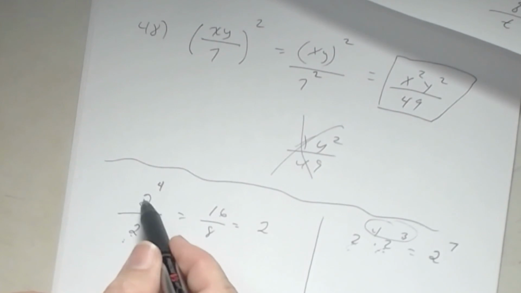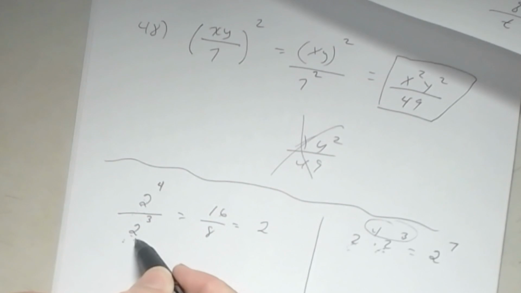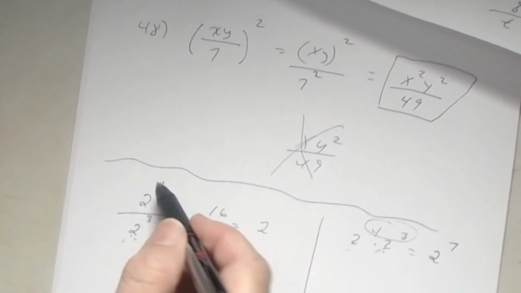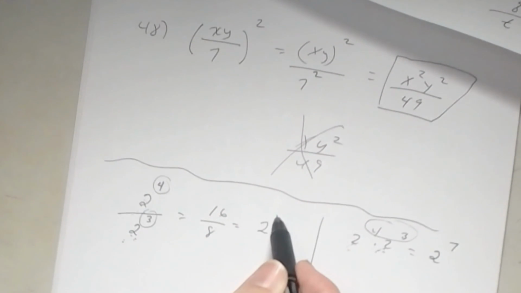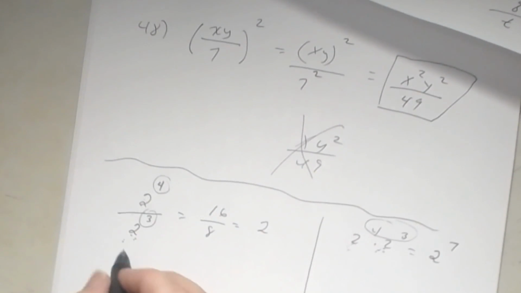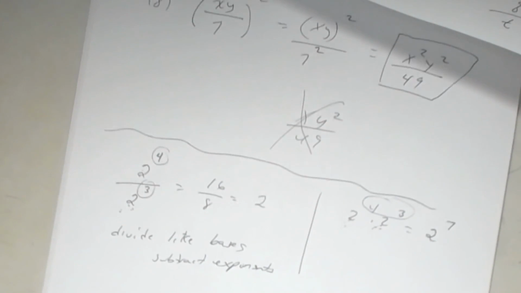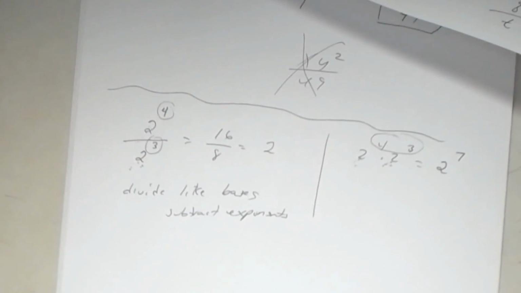Here I'm dividing like bases, and I ended up getting an answer of 2 to the first. So what can I do to the 4 and the 3 to get a 1? Subtract them. So when we divide like bases, we subtract exponents. When you multiply like bases, add exponents. When you divide like bases, subtract exponents.